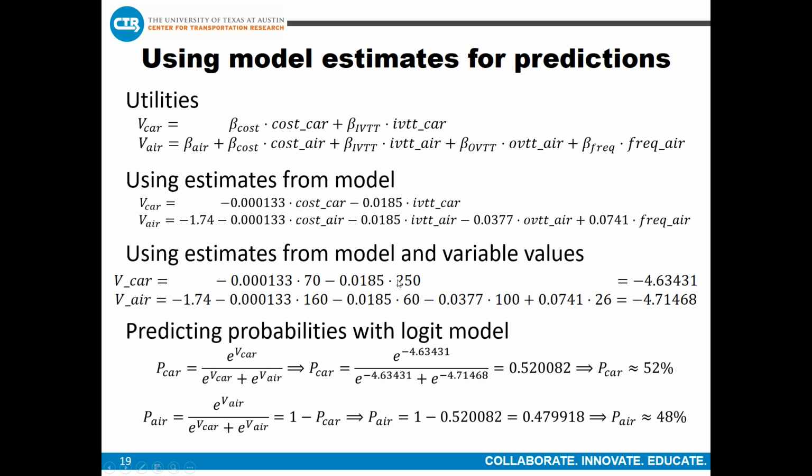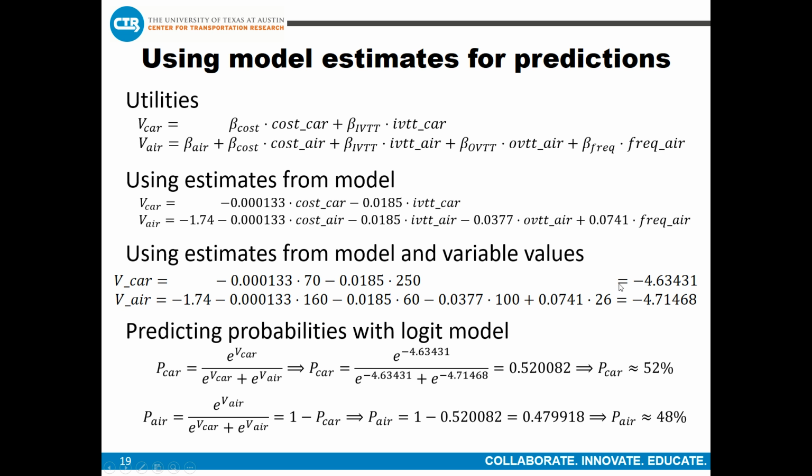And then down here, I'm also plugging in the variables from the table I gave you before. Cost for car was 70, cost for air was 160. In-vehicle travel time for car was 250, in-vehicle travel time for air was 60. So you just write all of this out and plug this in, and you get a final result here. Utility for car is 4.63, and utility for air is minus 4.71.